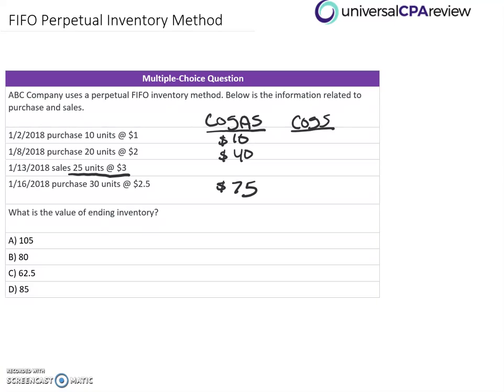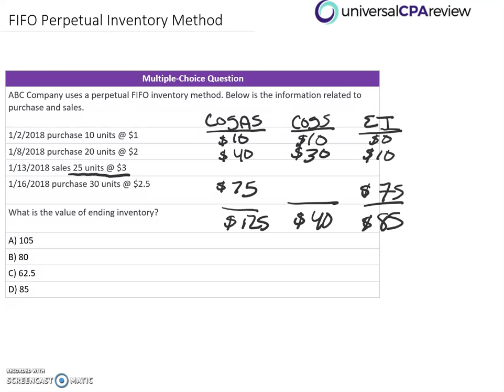So taking a look at our 25 units that we sold, we're going to apply the first 10 units at the $1 cost. So our cost of goods sold for the first 10 units is going to be $10. Our cost of goods sold for the remaining 15 units is going to be at the $2 cost, because that's going to be the second item purchased. So we have a $30 value for that second purchase. That's going to be the remaining 15 units at a $2 cost.